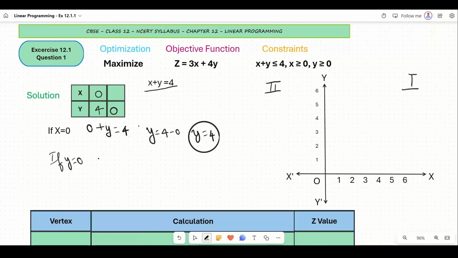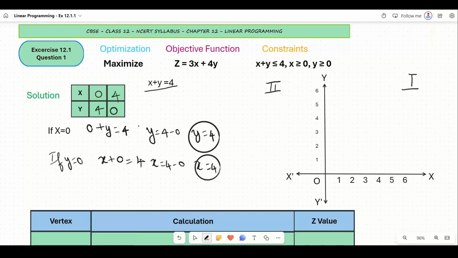So in place of y, we need to have 0. So x is equal to 4 minus 0. Then that means x is equal to 4 if we have y as 0. So this looks to be a very straightforward problem.